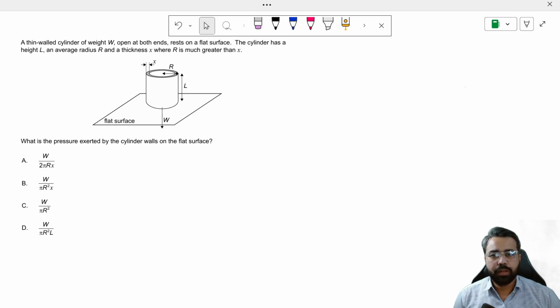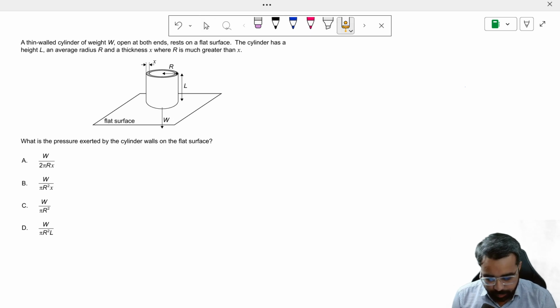In this question, we will calculate the pressure exerted by the cylinder which is placed on the flat surface. This cylinder is hollow from inside, and the thickness of this cylinder is x, as written here, and it is much smaller than the R. So it is comparatively smaller.